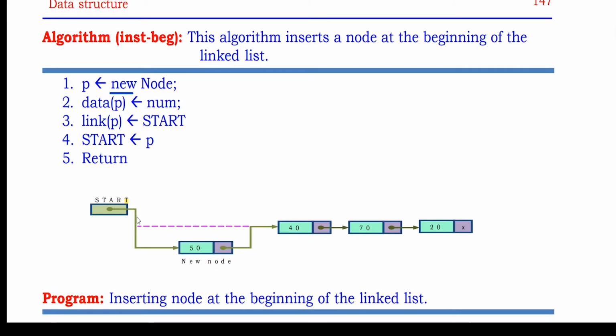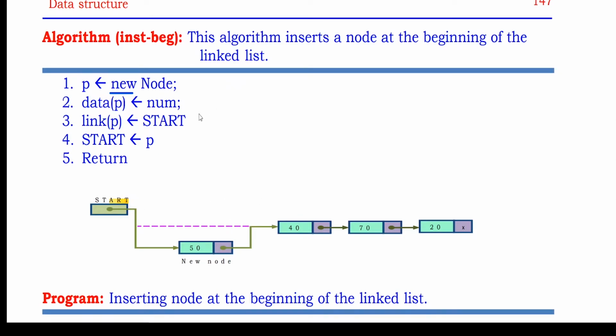Imagine, earlier it was existing, only the start was pointing to here. So 40, it is pointing to 40. Now what I did is, I created a new node and inserted data, which is 50, like this, and then I updated the link of P. So if the start is this one.